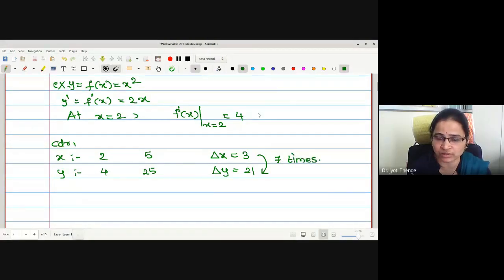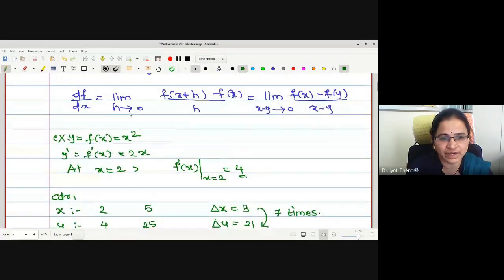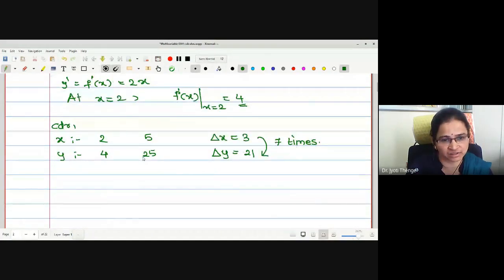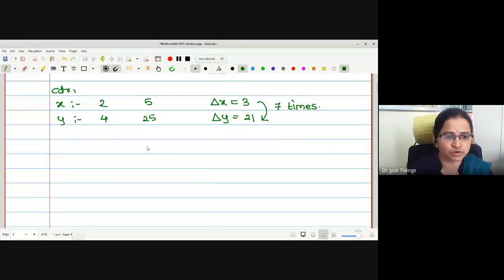But what we want is 4 times. But here one thing we are forgetting. This limit h must be tending to 0. Here what is the h value between the two different values of x, 2 and 5? h is 3. Therefore, this is a bigger difference actually. Therefore, let us reduce the difference between the x values. So let me take another pair of values.